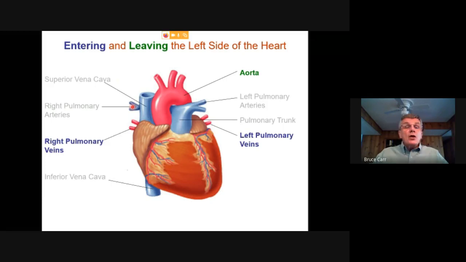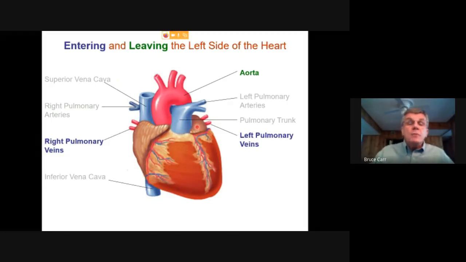Entering and leaving the left side of the heart, you are entering the left side of the heart with the returned oxygenated blood from the lungs. The left and right pulmonary veins are shown. You can't see them that well from the anterior side, but from the back they're very apparent, leading to this left atrium. You can see the flap, the auricle that forms it. It descends into the left ventricle, which you can only see a small rim from the anterior side.